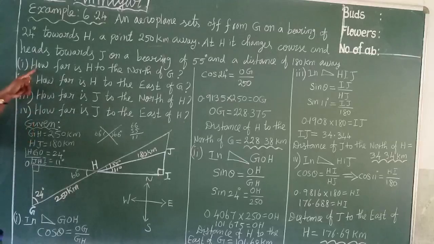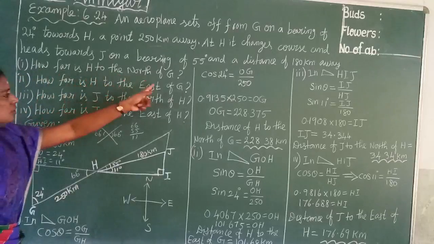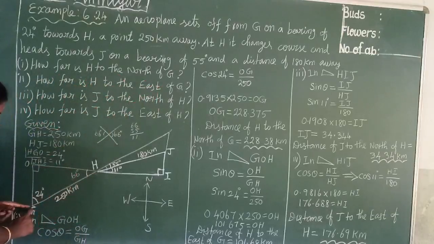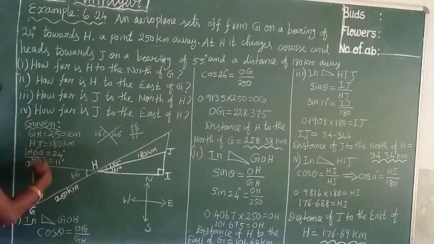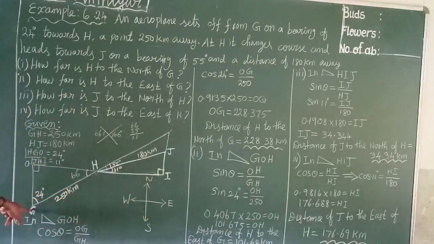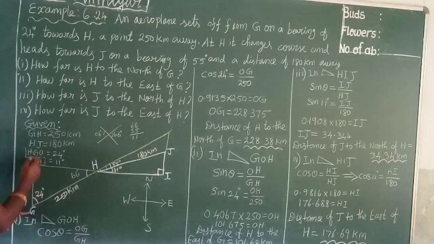So first one, how far is H to the north of G? So this is H. North of G means, so here G, G to north direction, this one. Clear? So this one is the north direction. So using this direction table, find it. What do we want to find? You consider the HOG triangle and find G to north. So that is GO. From G point to north, that is GO. We want to find it.